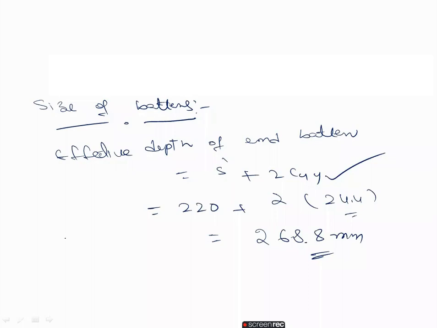And another condition is also there. This is also the effective depth of the end batten. It must not be less than this formula. Again, the effective depth of the end batten is not less than 2 times 100 mm. So now I am providing around 270 as the effective depth. Now provide 270 mm effective depth for end battens.